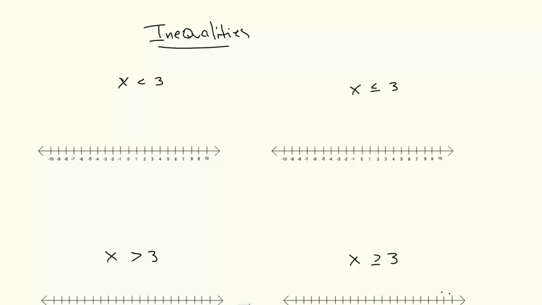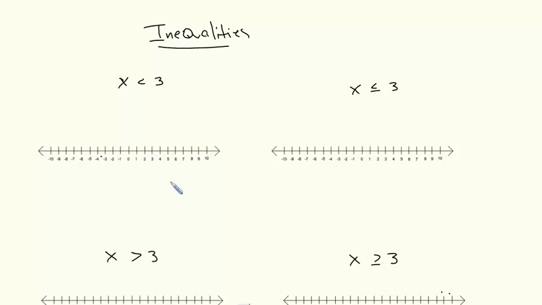So if we look at our first example in the top left, this inequality indicates a relationship between the expression x and the expression 3. And that relationship is x is less than 3. Okay, so x can be any number that is less than 3. And what I'm also going to do in this video is show you how we can represent the solutions to inequalities on number lines.